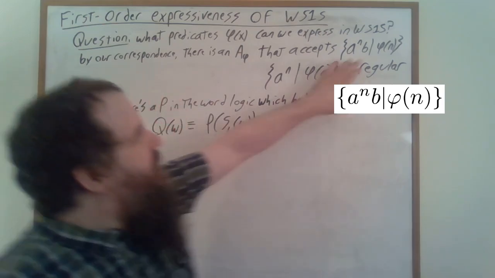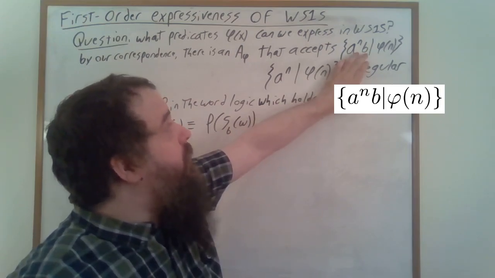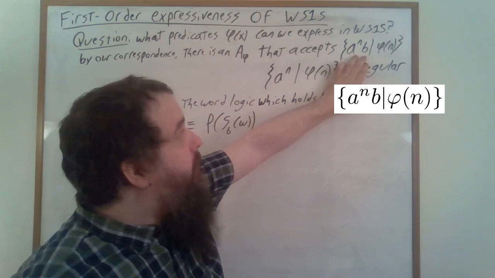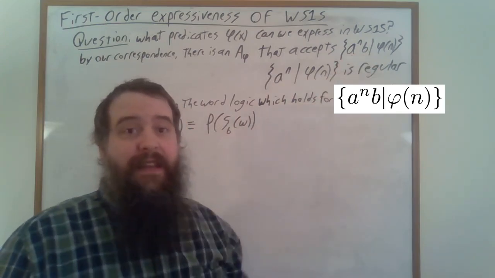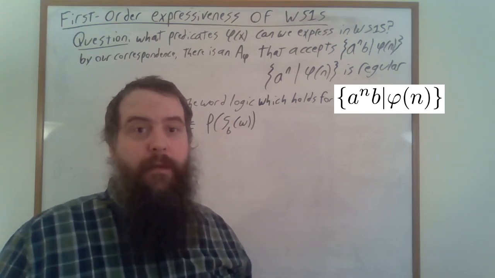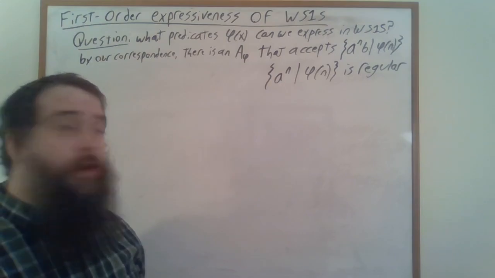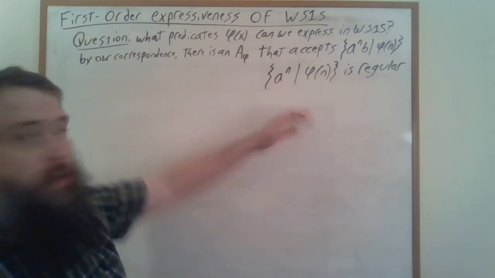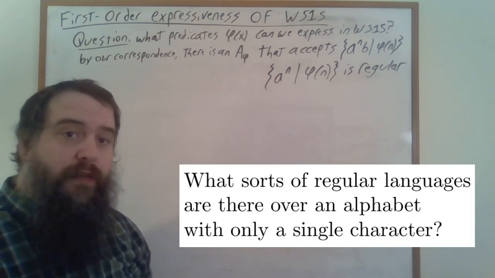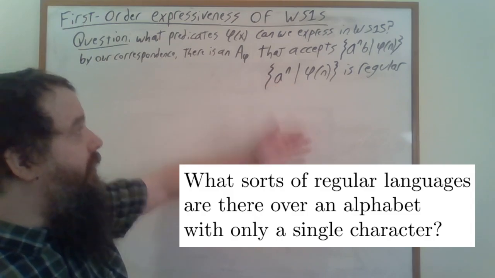It's just that I like this encoding here because this encoding means that we're representing a natural number the same way that we represent the singleton set containing that natural number. And that turns out to be very nice. But however you do it, we're able to conclude that this set here is regular, and so what does that mean? What sorts of regular sets consist of just one character in their alphabet?